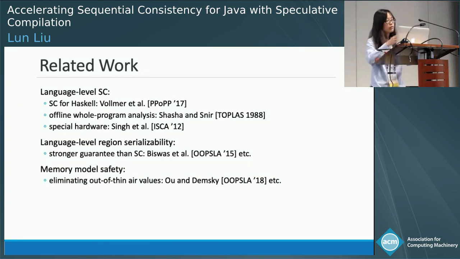And also notice that most of that work uses research JVMs, such as JikesRVM, or focuses on x86. And the third part is that there is also work that provides less guarantee than sequential consistency. Specifically, they're trying to eliminate the cost of out-of-thin-air reads.